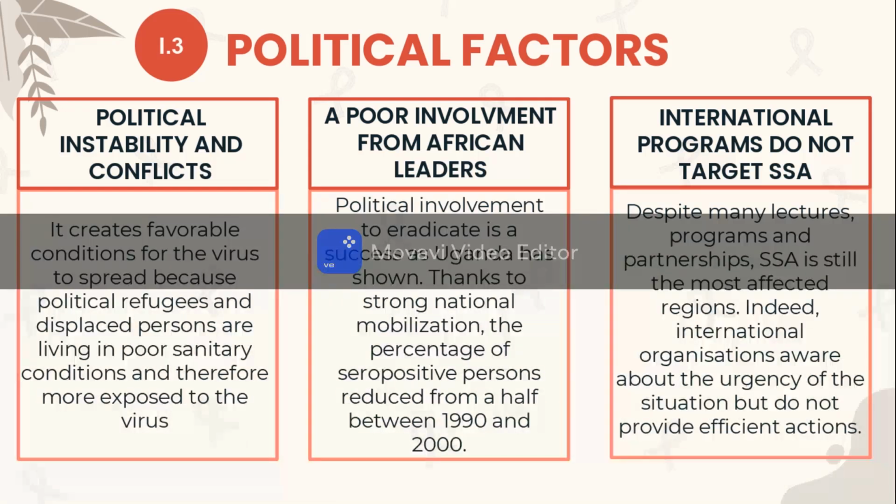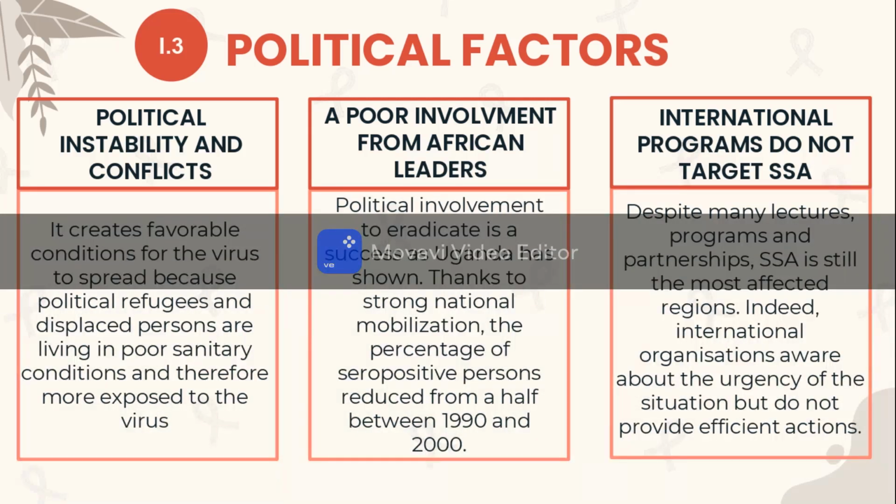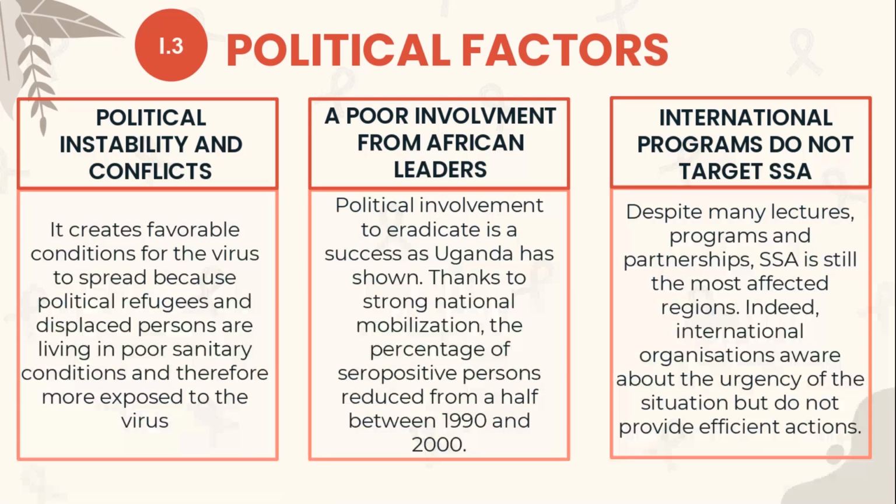And the third problem is political factors. There is a lot of political instability and conflict in this region. It creates favorable conditions for the virus to spread because political refugees and displaced persons are living in poor sanitary conditions and are therefore more exposed to the virus. Poor involvement from African leaders is a problem, while political involvement to educate is a success, as Uganda has shown. Thanks to strong national mobilization, the percentage of seropositive persons was reduced by half between 1990 and 2000.